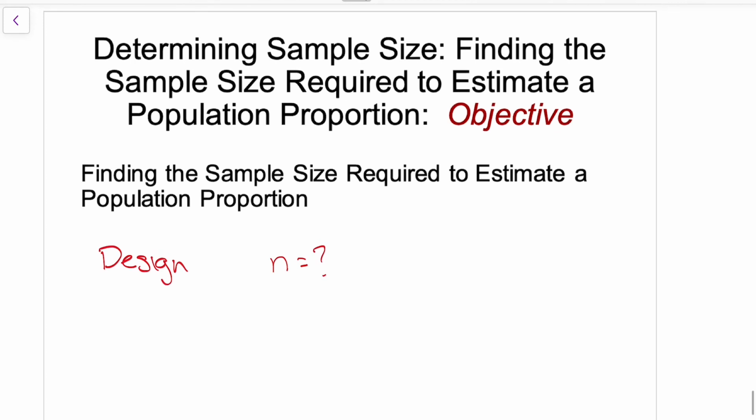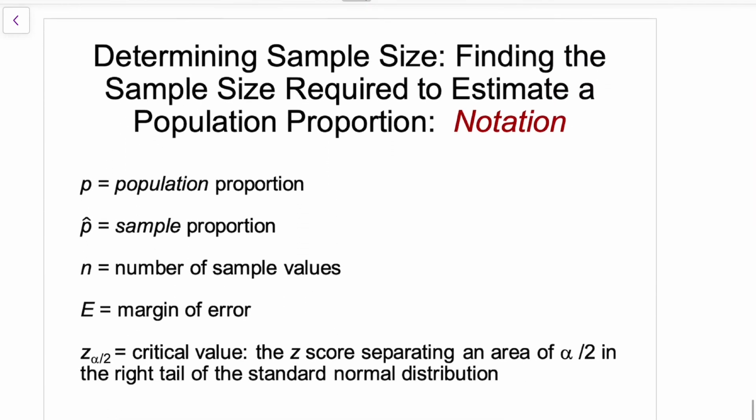And this type of problem is really used in polling design. If we want to be 95% confident and have a small margin of error, how many people must we poll in order to do that? That's really what we're looking for.